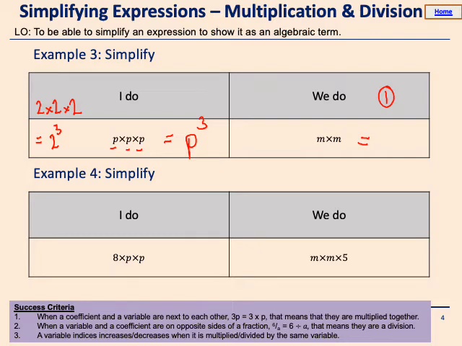Okay, now that you've had a bit of time, so we have our base variable of m both times, so it's just going to be m squared, because as you see, there's 2 of them. Give yourself a mark if you've got that one correct. There's another one of the we do's.